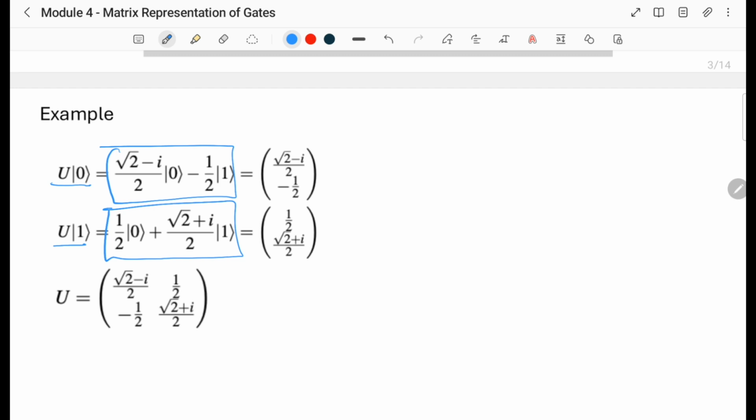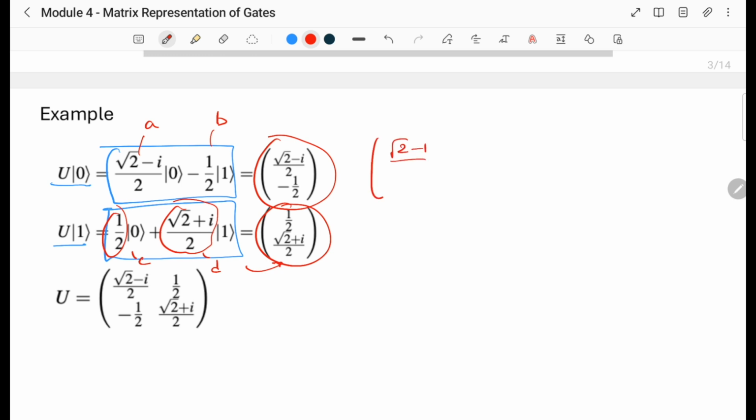Simply, we will take the coefficients. So this is a coefficient A, a coefficient B, and put it in a column vector. It's a coefficient C, coefficient D here, and put it again in a column vector. And when we combine these two column vectors, we get our matrix U. It is represented by matrix U.